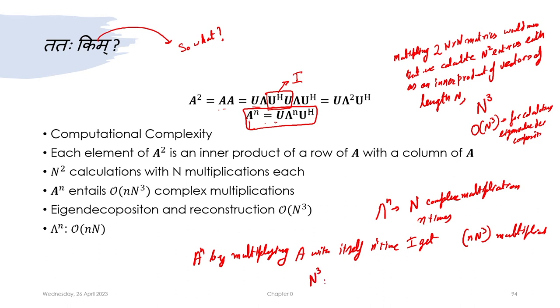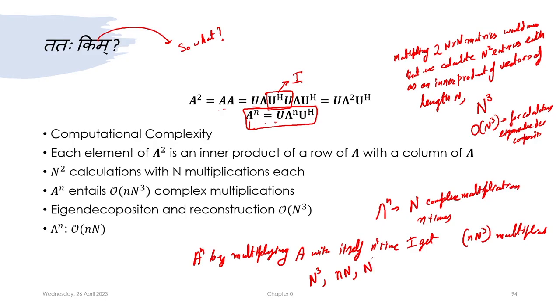But if I use eigen decomposition, what I'll have is n cube for the initial eigen decomposition, then I will have n times n for raising the corresponding eigenvalues to power n, and then another n cube, or 2n cube, for getting A to the power n from U lambda to the power n U Hermitian. So this saves me computations, but is that all?